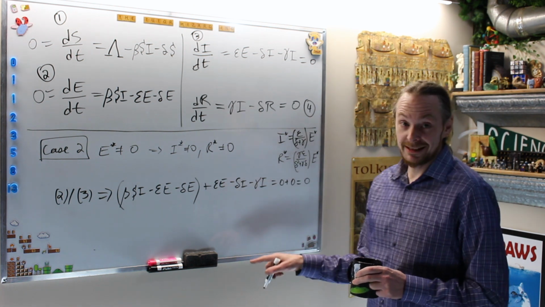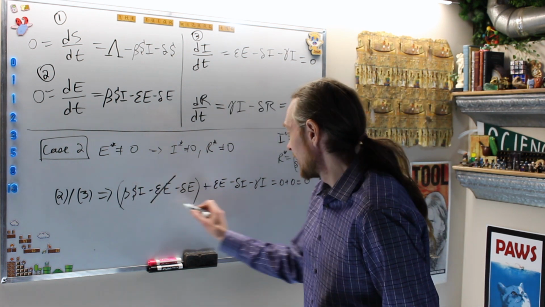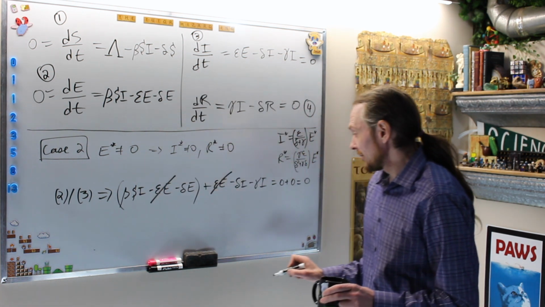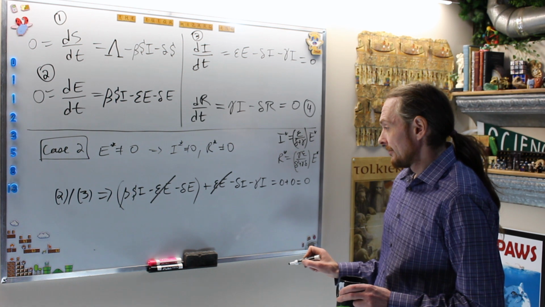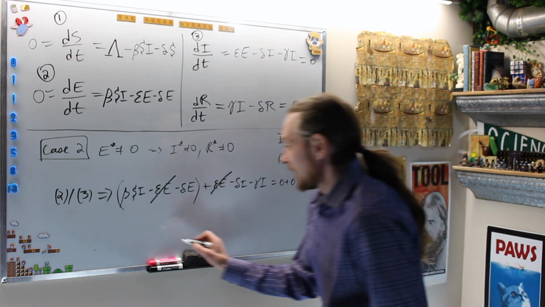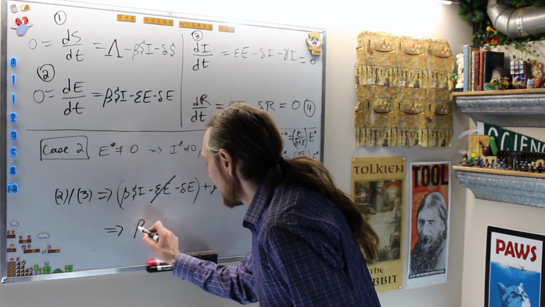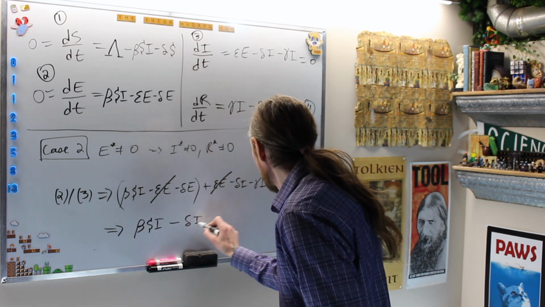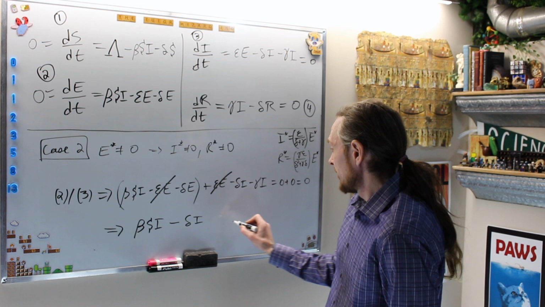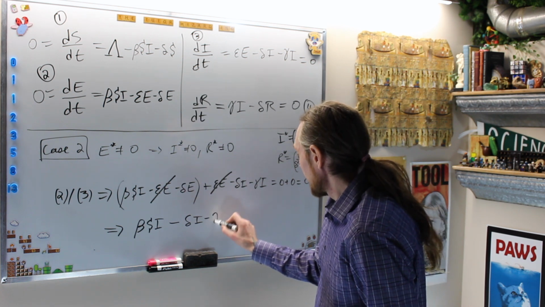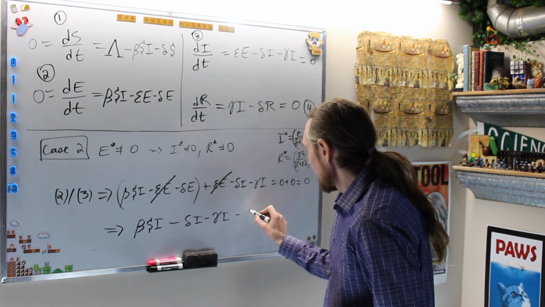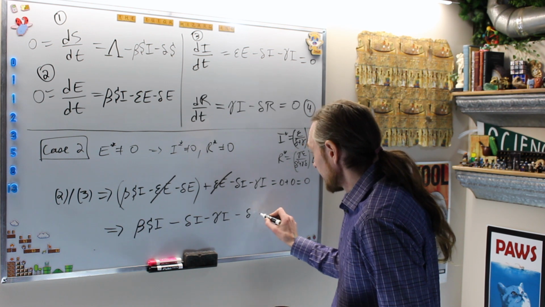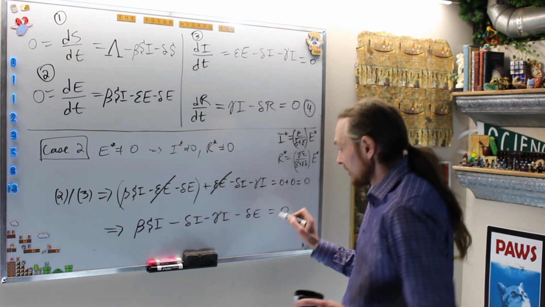Do we get cancellation? I think we do. This one and this one cancel right out the gate. And then we're going to get beta S I minus delta I minus gamma I minus delta E equals 0.